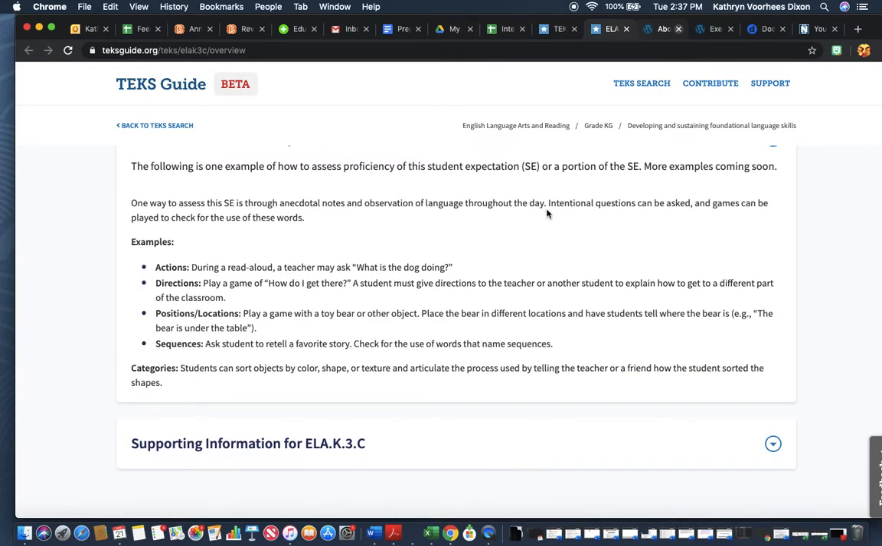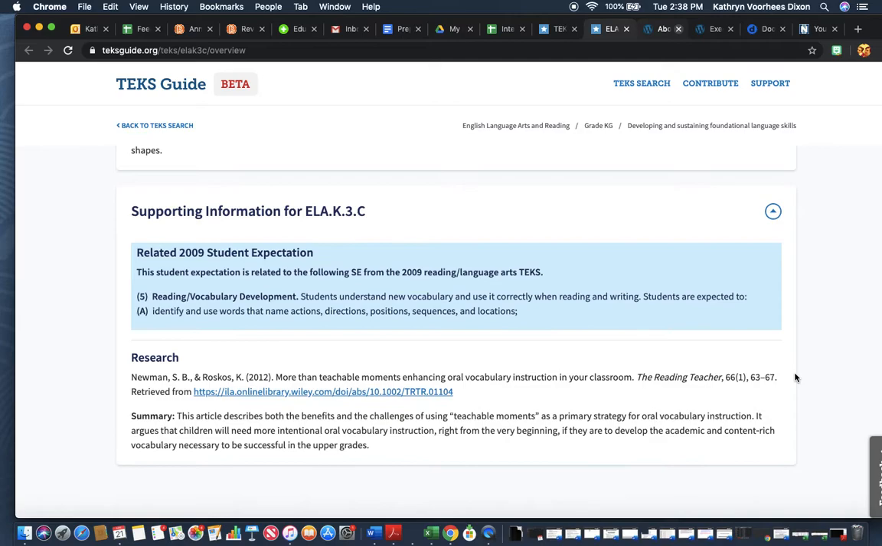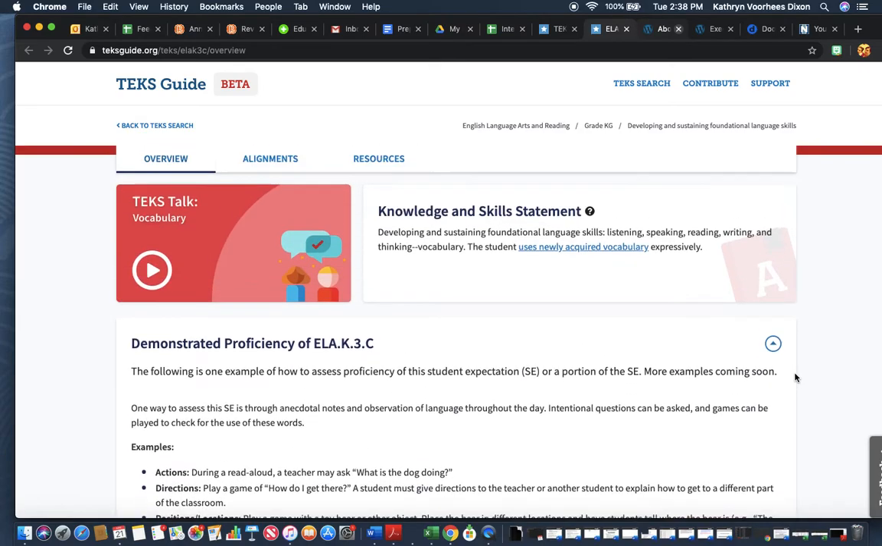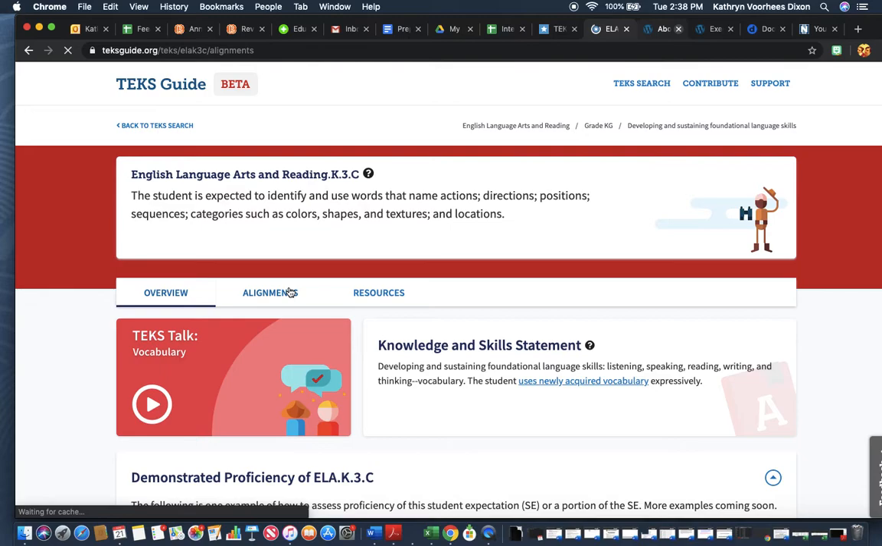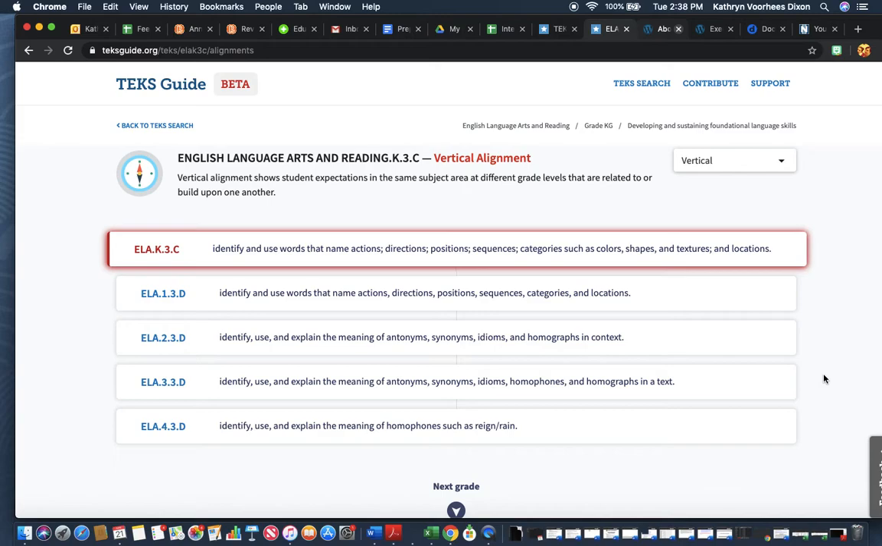And so if you look at it right here, demonstrating their proficiency, these are the different things that we're looking at. Okay, over, under, being able to give directions, left, right, all of those kinds of vocabulary development is what we're looking at there. And then we have a little bit of supporting information here as well. Okay, so then alignment. I think this one's really interesting because you can see how it really continues grade level by grade level.